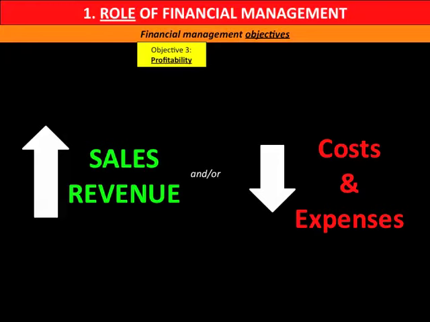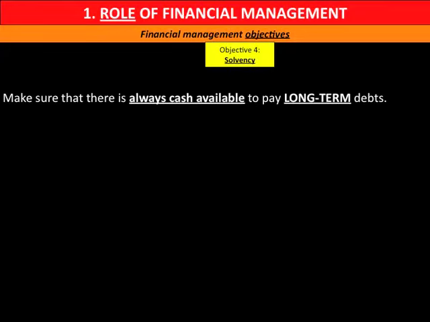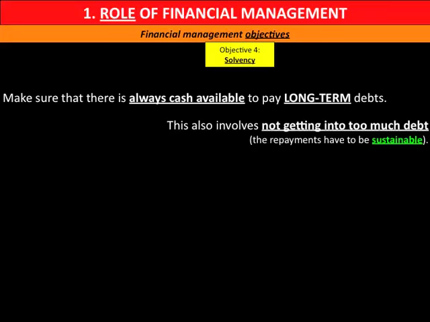So we look at the problem, the conflict involved in trying to do that, a little bit later in the course. The fourth objective, solvency, is a little bit like liquidity, but instead of having cash available to pay your short-term debts, this is cash available to pay your longer-term debts, right? So it also involves making sure you don't get into too much debt, which would make the repayments too high, which would mean you don't have the cash available to pay your short-term or your long-term debts. So the repayments have to be sustainable.